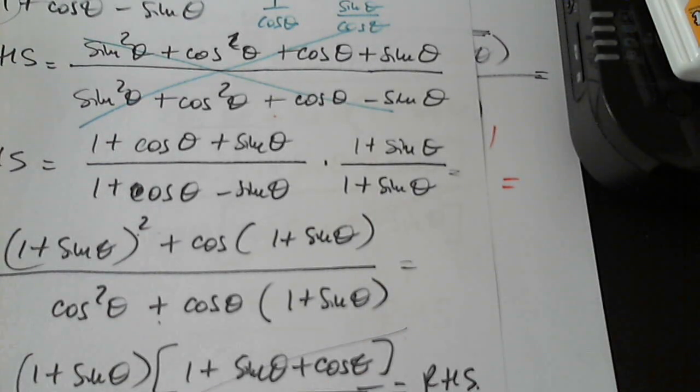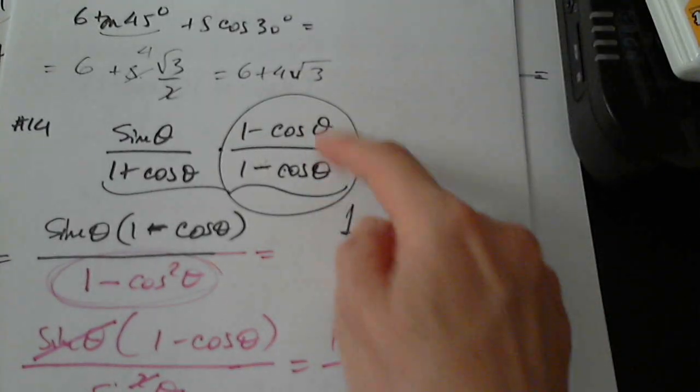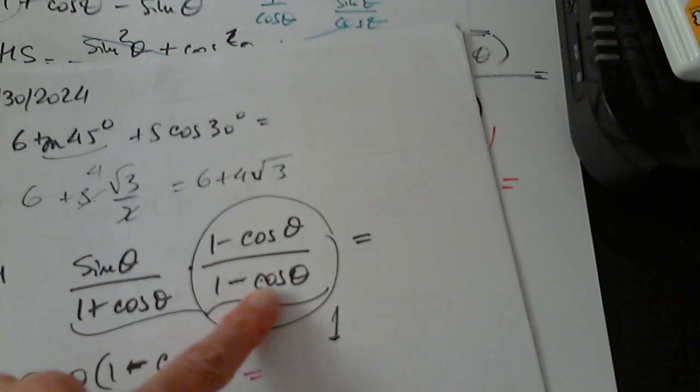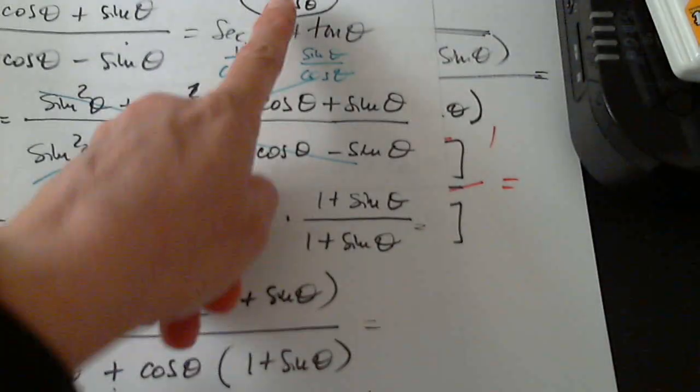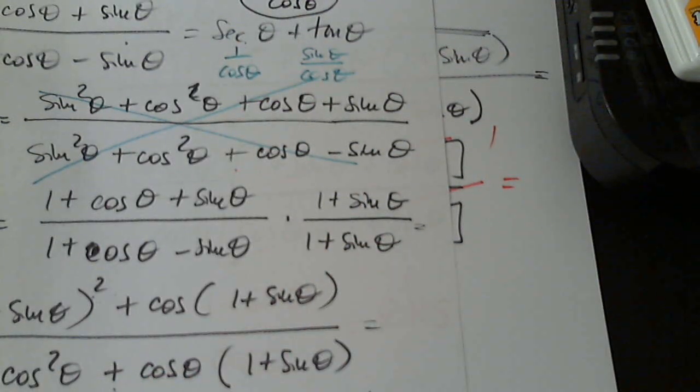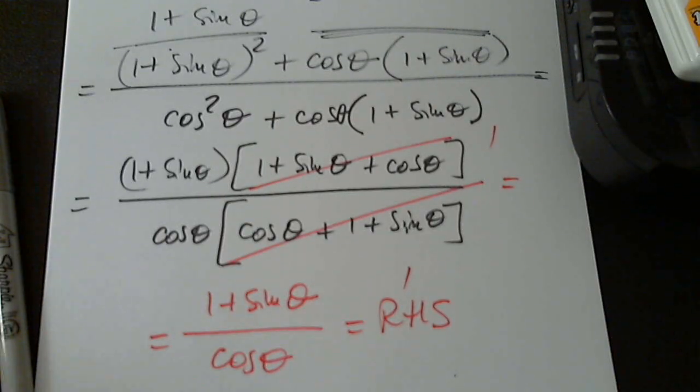And this was something that we started with, multiplying and dividing by the same quantity. So in this case, I didn't need this. I really needed the 1 plus sine. This was an interesting one.